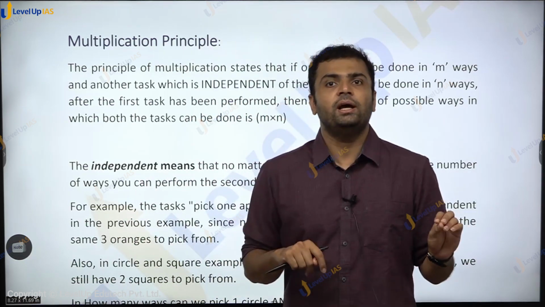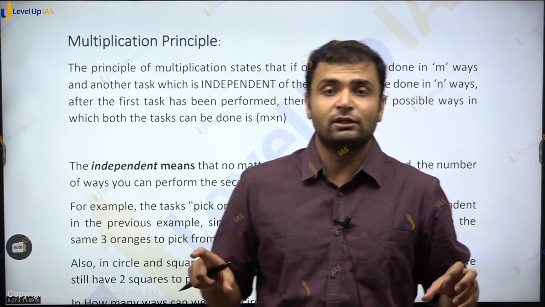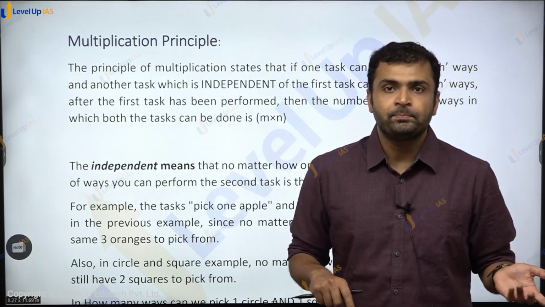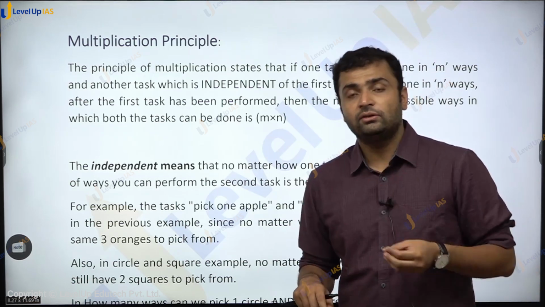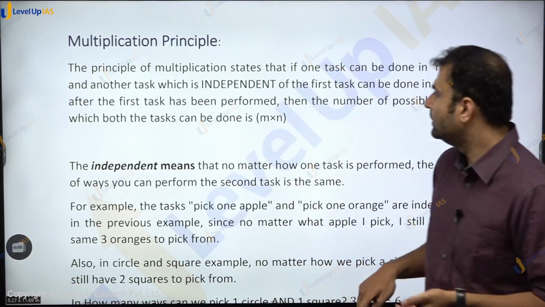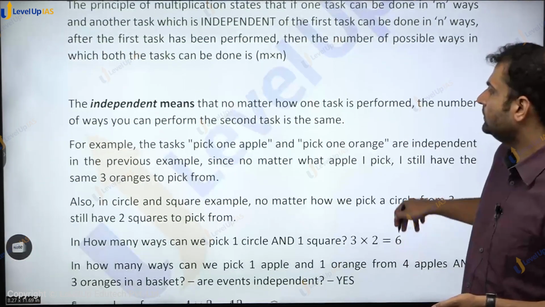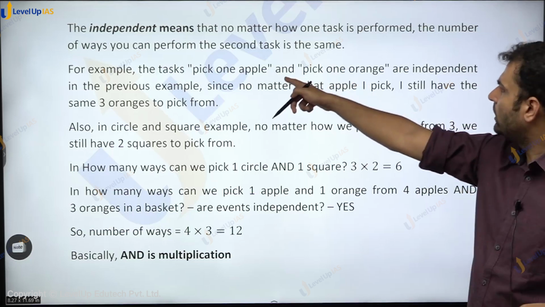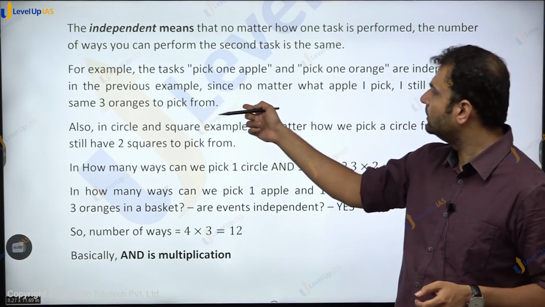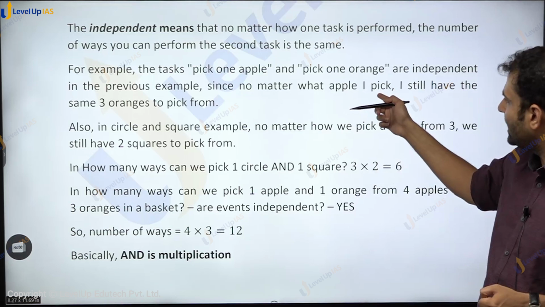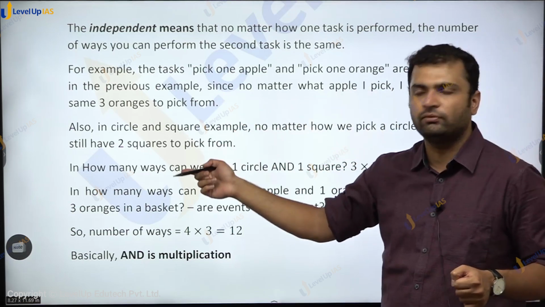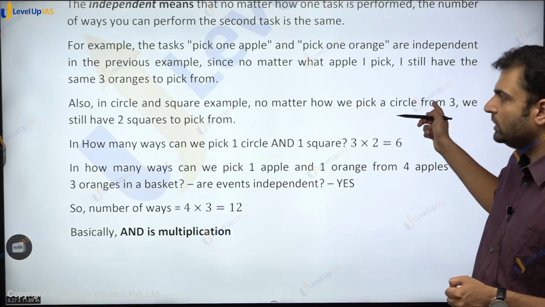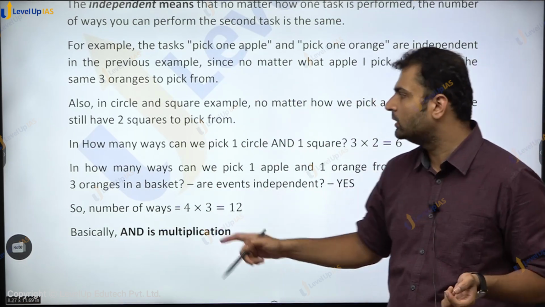But यहाँ पे important है this word, these two tasks have to be independent. If they are dependent, we have to modify our multiplication principle, and we cannot use it directly. हाँ देखो, वही लिखा है मैंने, picking one apple and one orange are independent of each other. So no matter which apple I pick, I still have the same 3 oranges to pick from. Also in the circle and square example, no matter how we pick a circle from 3 choices, we still have 2 squares to pick from.